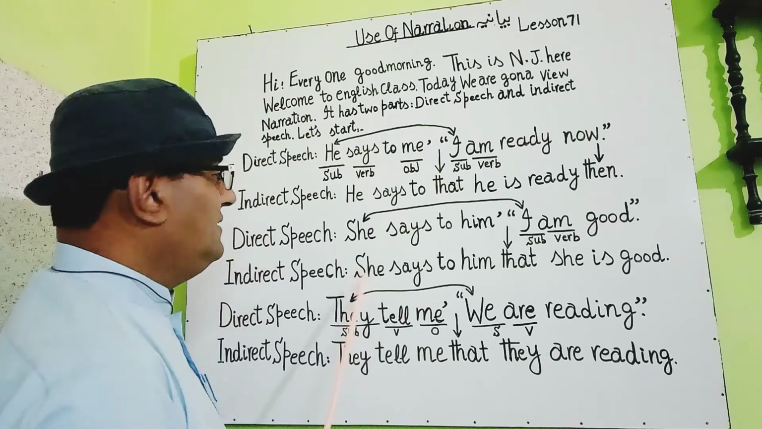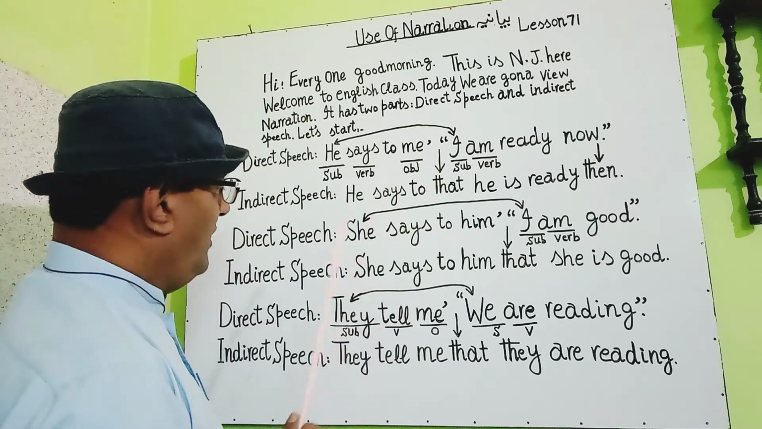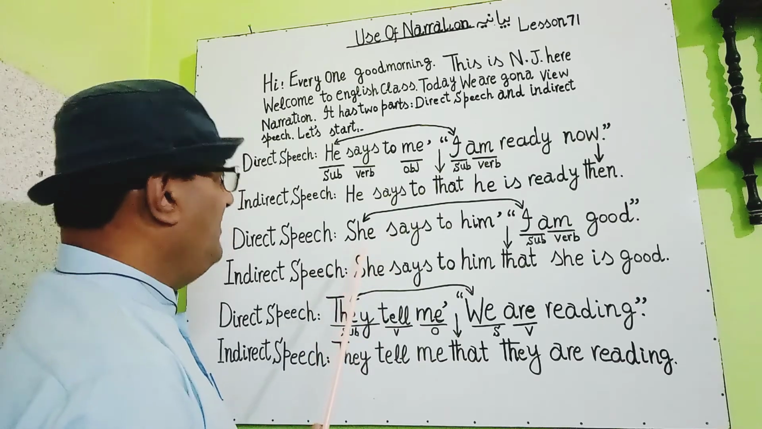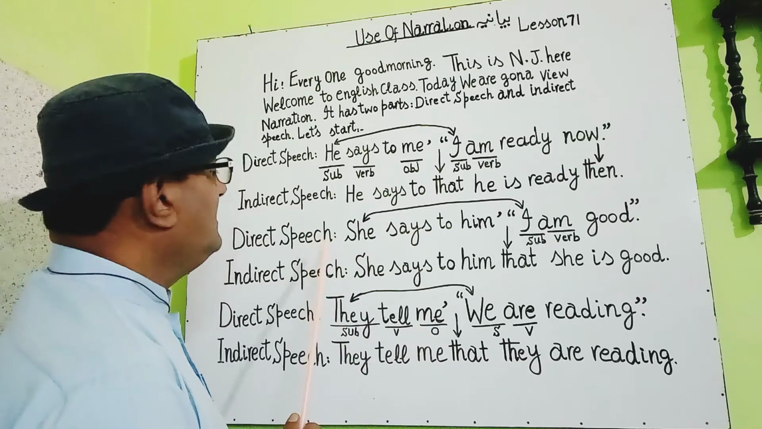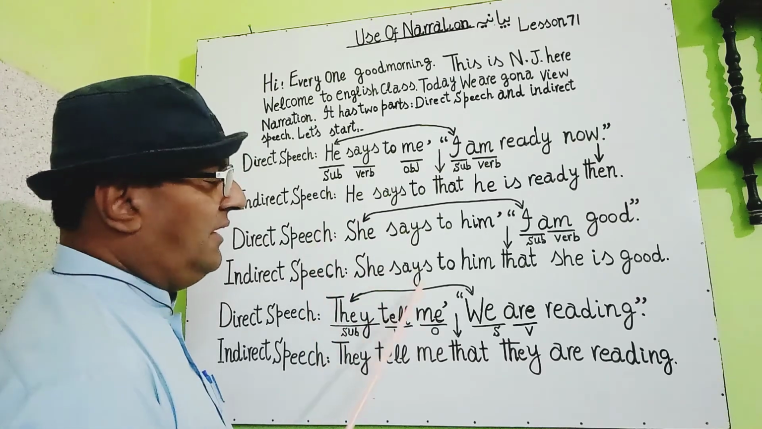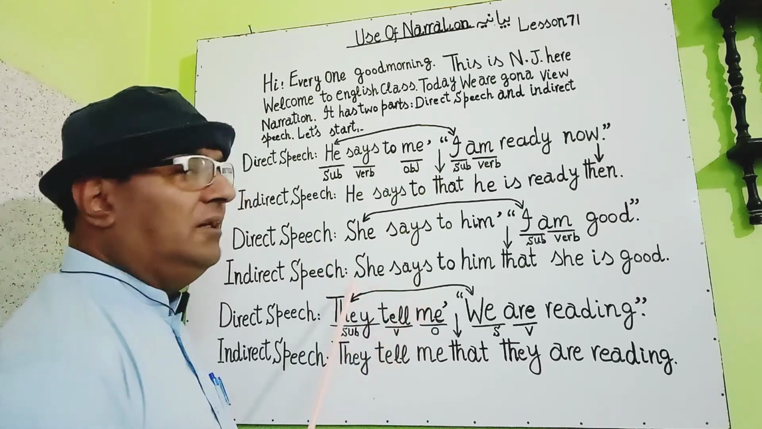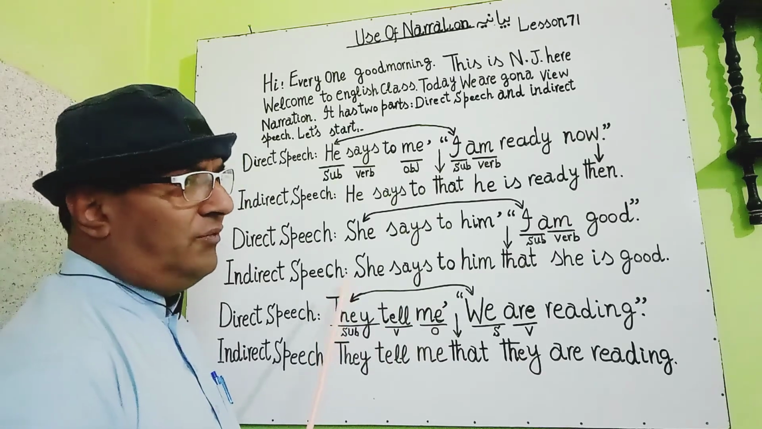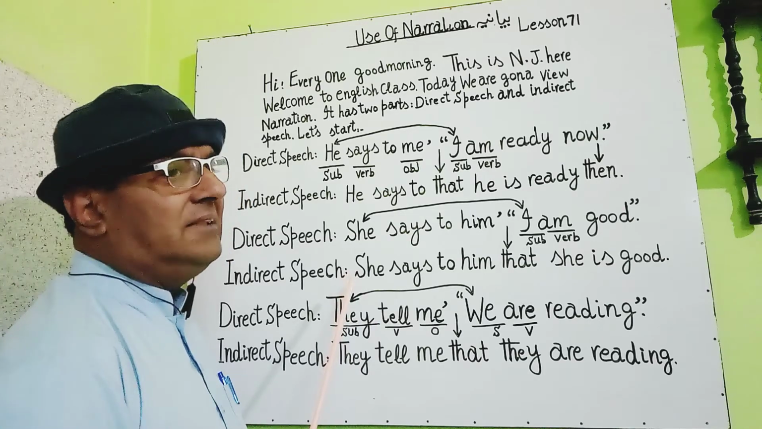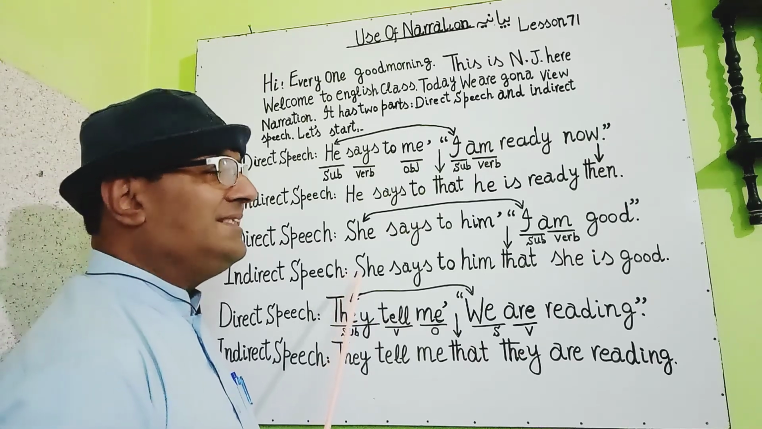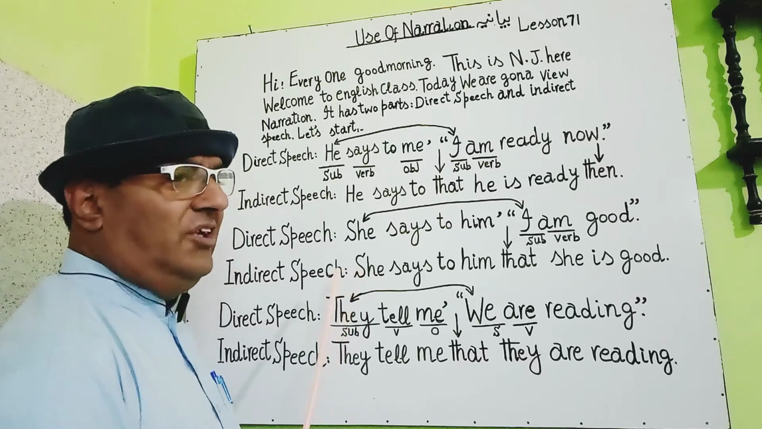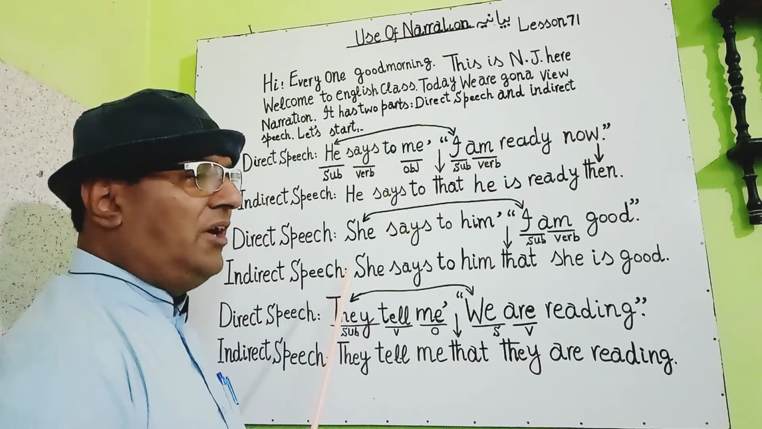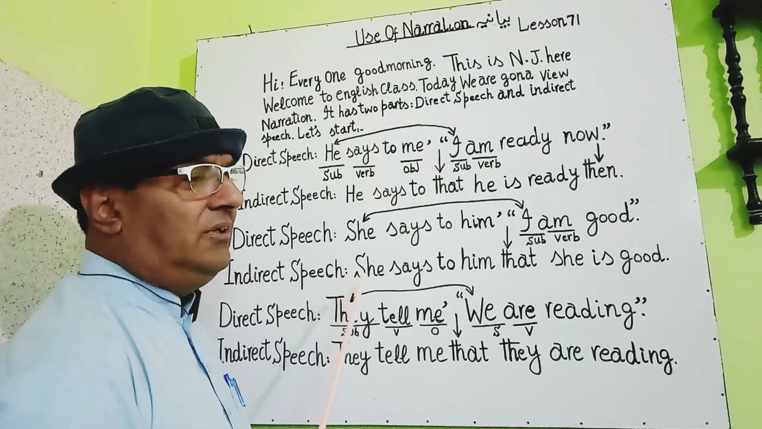So guys and girls, this way you can apply these rules of narration. You can change the direct speech into indirect speech. I think you will practice with these and you will try to understand these. In the next lesson we will discuss these things again. These statements are used very often in spoken language.